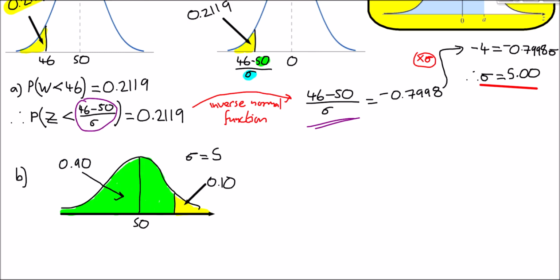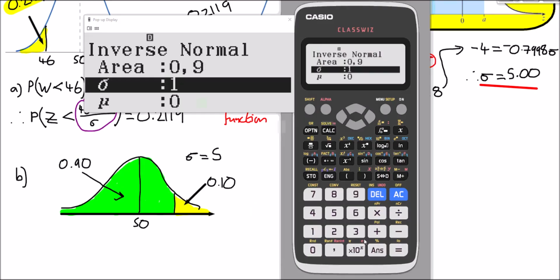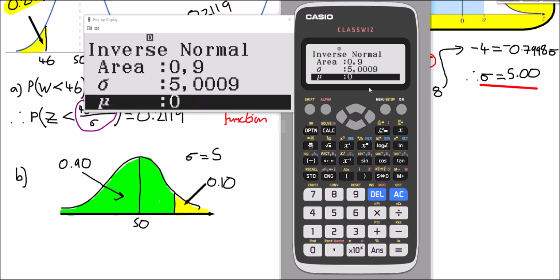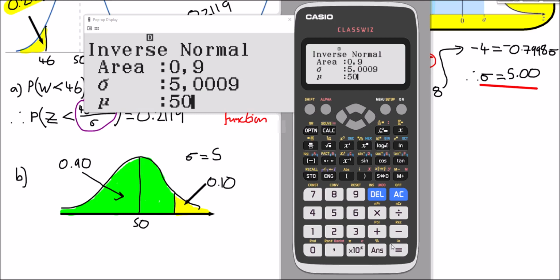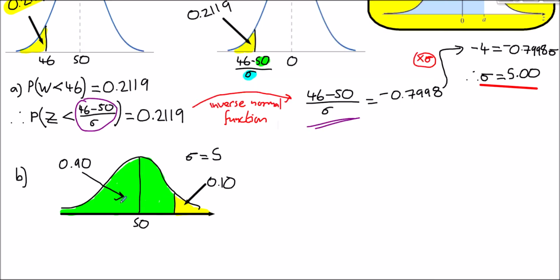So the required proportion is 0.90. Sigma is the answer we had from before, about 5.00. And the mean is 50. So press that in and equals again. We get 56.4. So the 90th percentile is 56.4.